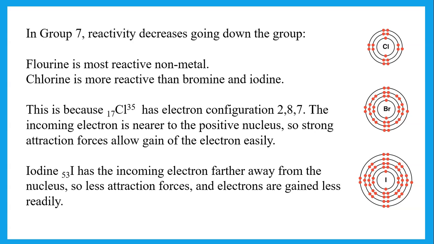And that is because at the top, the atom is small. So chlorine, for example, is small. The incoming electron will be nearer to the positive nucleus, strongly attracted to the positive nucleus, so the electron is easily gained. While as we go down group 7, the atom becomes bigger. So the incoming electron is further away from the nucleus, less attraction between the negative electron and the positive nucleus, so the electrons are less easily gained.